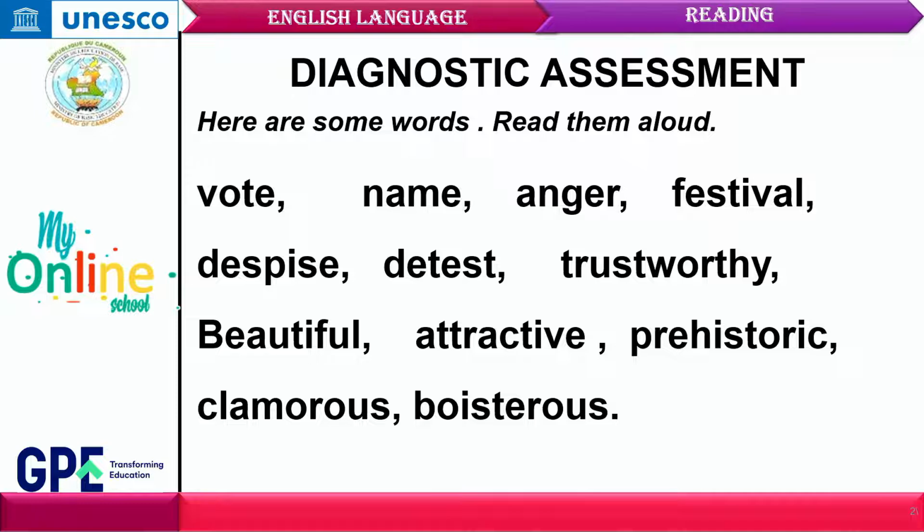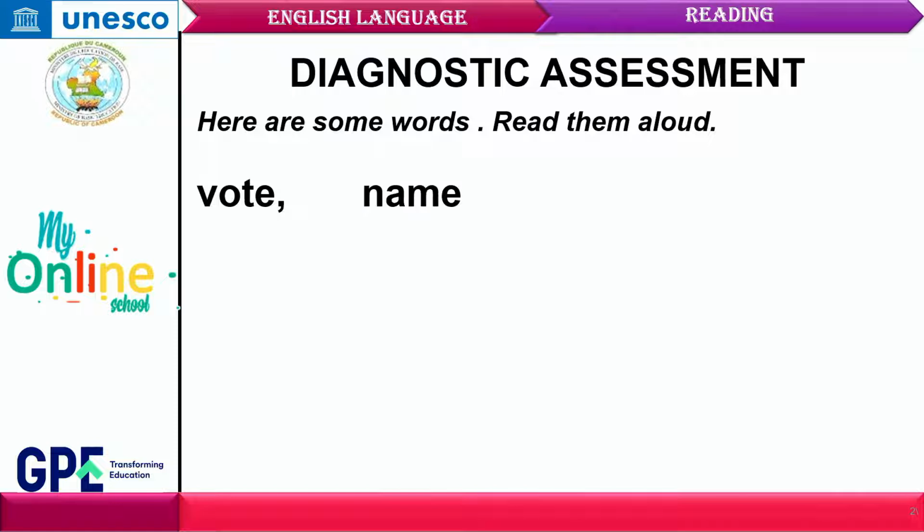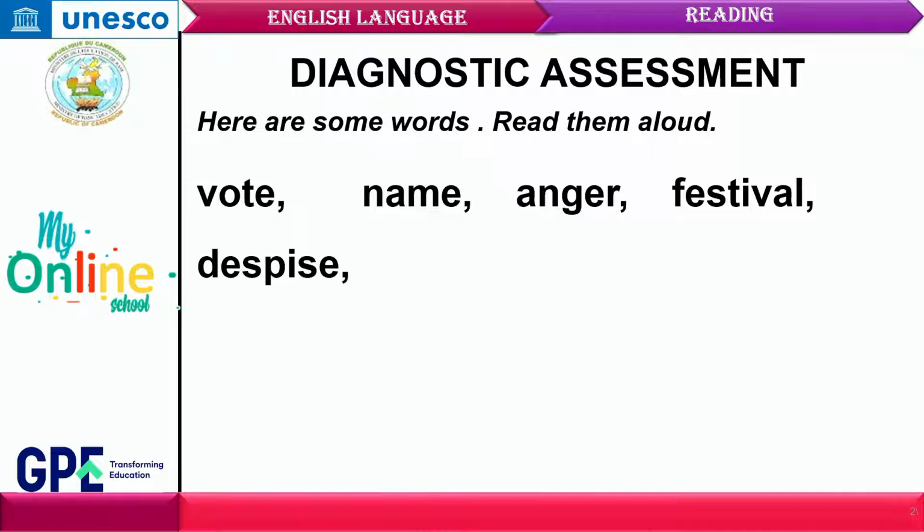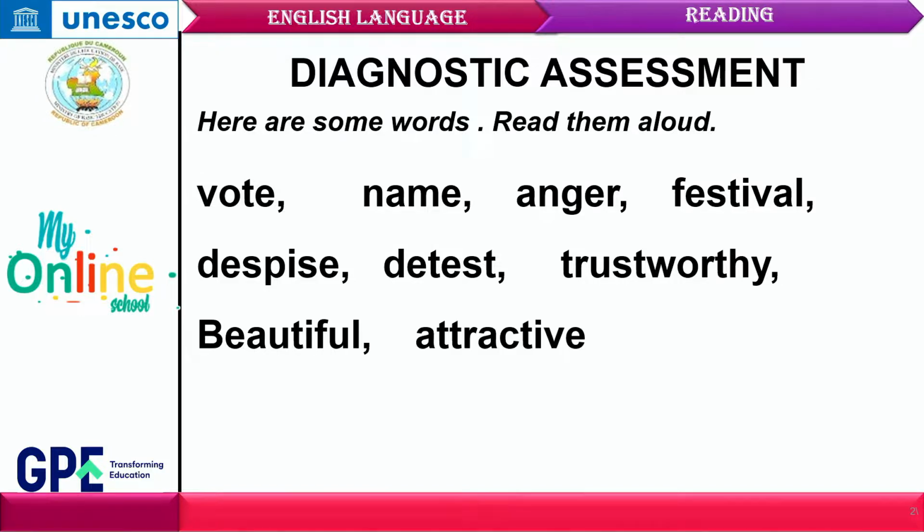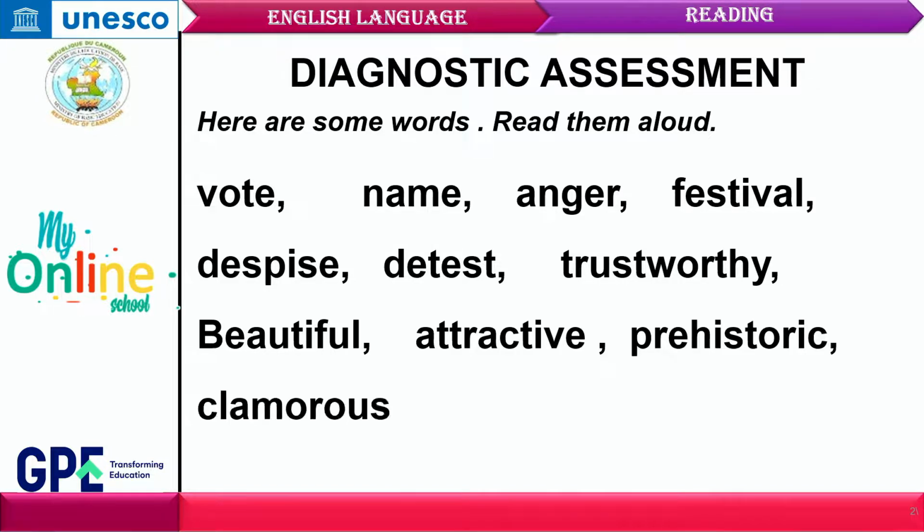Let's check the pronunciation of these words again. Vote, name, anger, festival, despise, detest, trustworthy, beautiful, attractive, prehistoric, clamorous, boisterous. Did you get the last two? Clamorous, boisterous. That's good. With more practice, you are going to learn how to pronounce words and articulate them correctly.